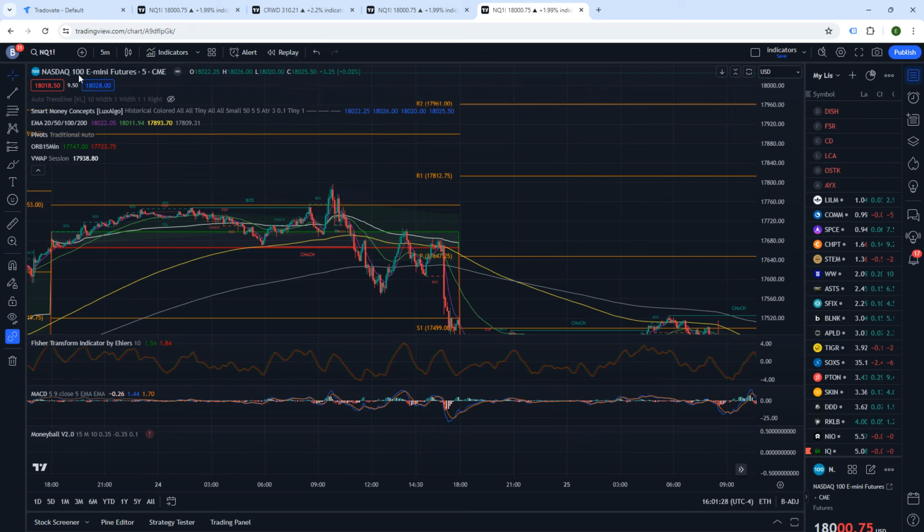This is free. It's on TradingView. It's just called Pivots, traditional. And that's it. Super easy.